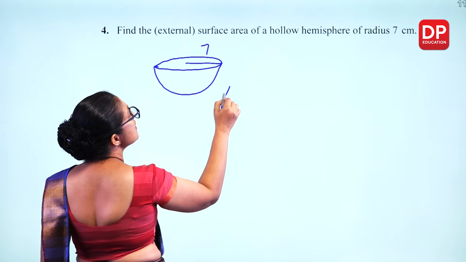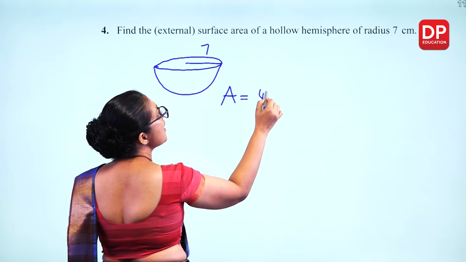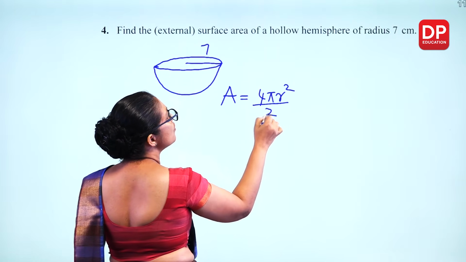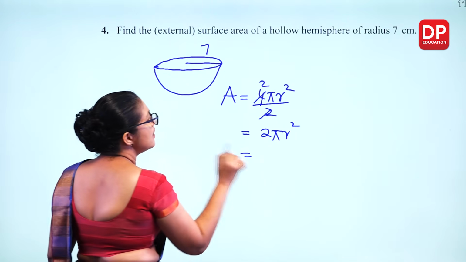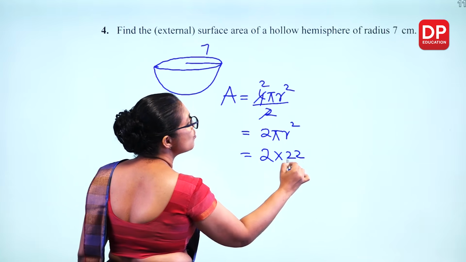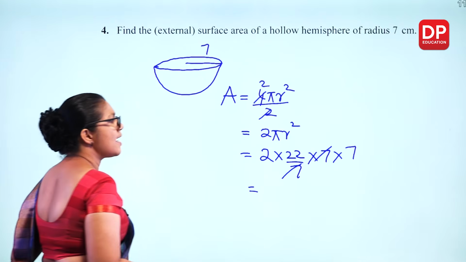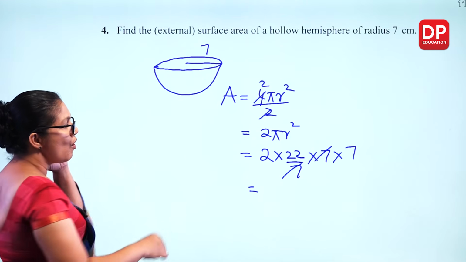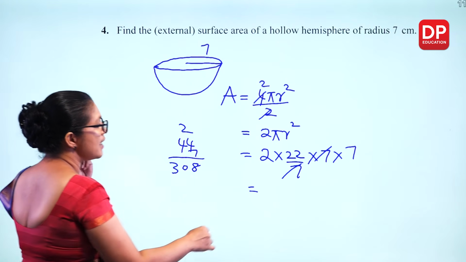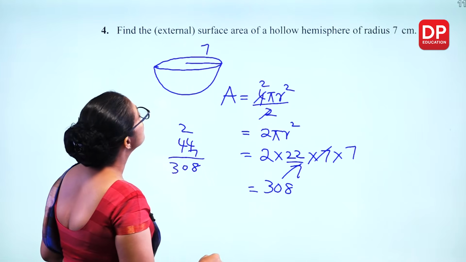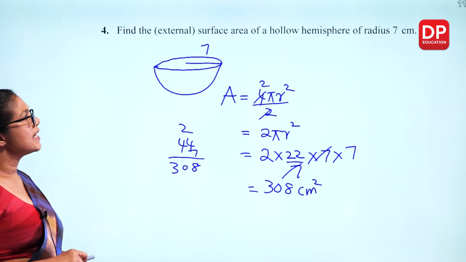So here, what's the surface area of the hemisphere? 4 pi r squared divided by 2. You get 2 pi r squared. Now substitute 2 times 22 over 7. Radius is 7. 7 gets cancelled out. 2 times 22 is 44. 44 times 7. So you get 308 square centimeters for the external surface area.